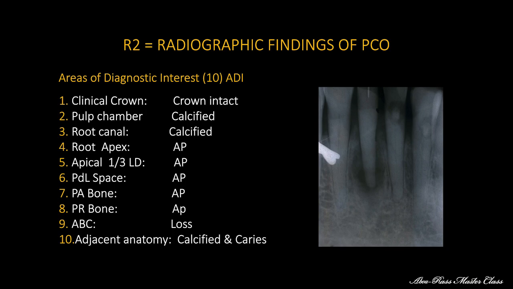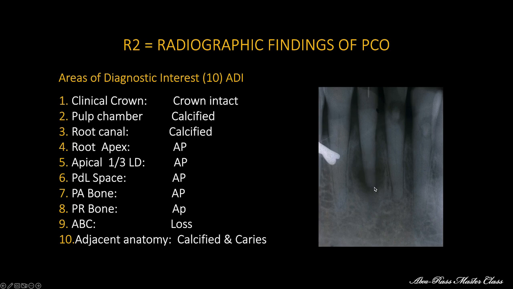Then we go to R2, the radiographic findings. And of course, we introduce the 10 ADI, that is going from the crown down all the way to the apex. And you see now how the crown is basically intact. The pulp chamber is calcified, the canal orifice is calcified, the canal itself is calcified, the apex is calcified.